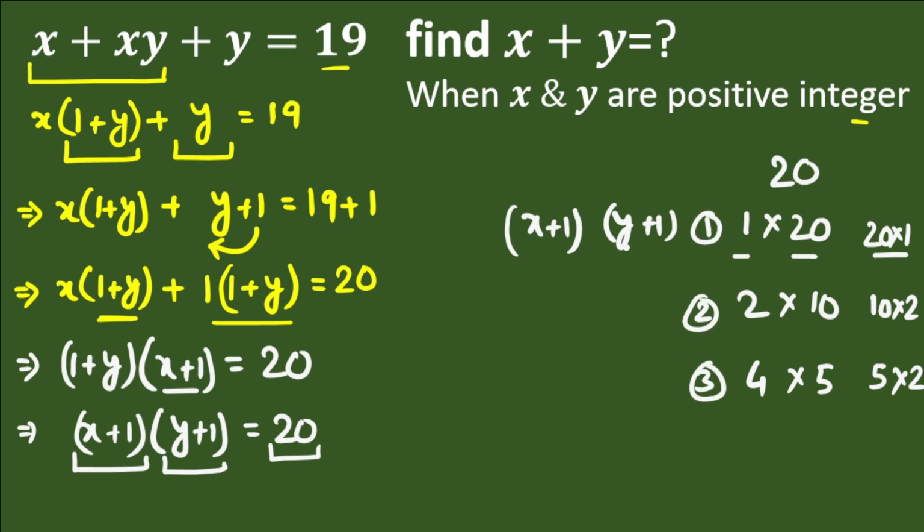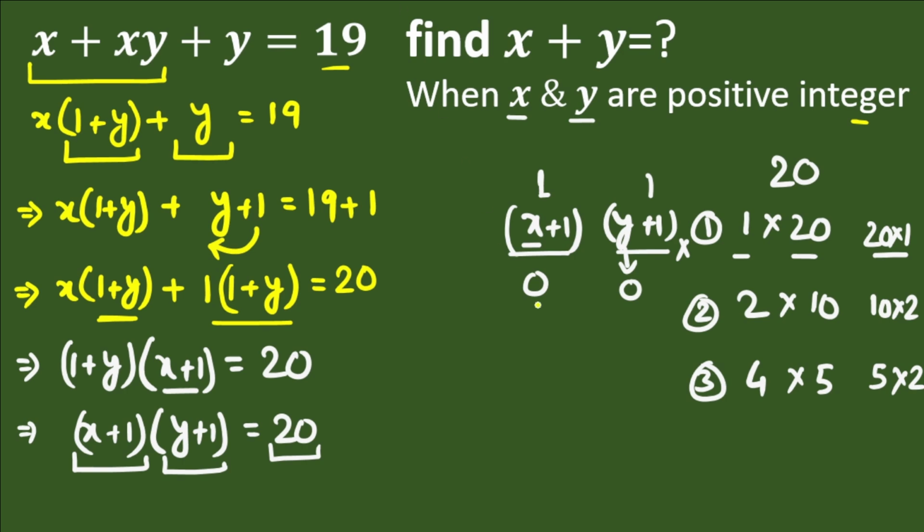Now for the first case, the value of either x plus 1 or y plus 1 would be 1. Then the value of x will be 0. Here we have mentioned that x and y are positive integers, so for the first case we do not take it. Similarly, if we take 20 multiplied by 1, then y plus 1 is 1, so the value of y will also be 0. Y is also a positive integer, so we cannot take the first one.